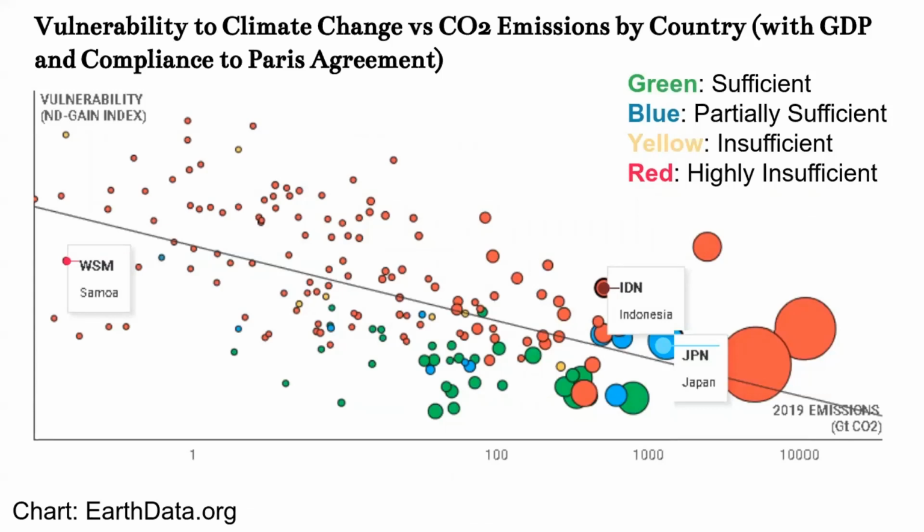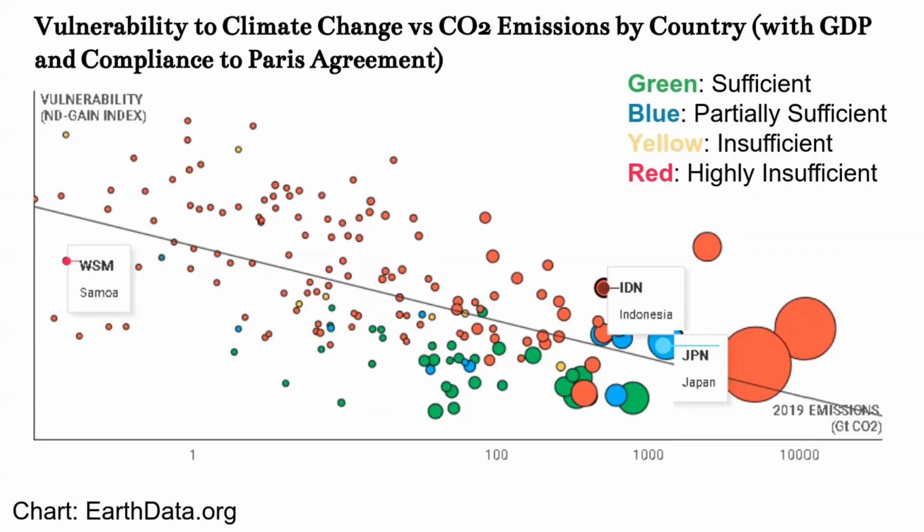The circles are representative of each country's GDP in relation to building disaster resiliency and diminishing vulnerability to climate change impact, while the colors, as the top right key shows, represent the level of sufficiency to insufficiency of compliance with the Paris Climate Agreement. Japan has a larger GDP and is considered partially sufficient.